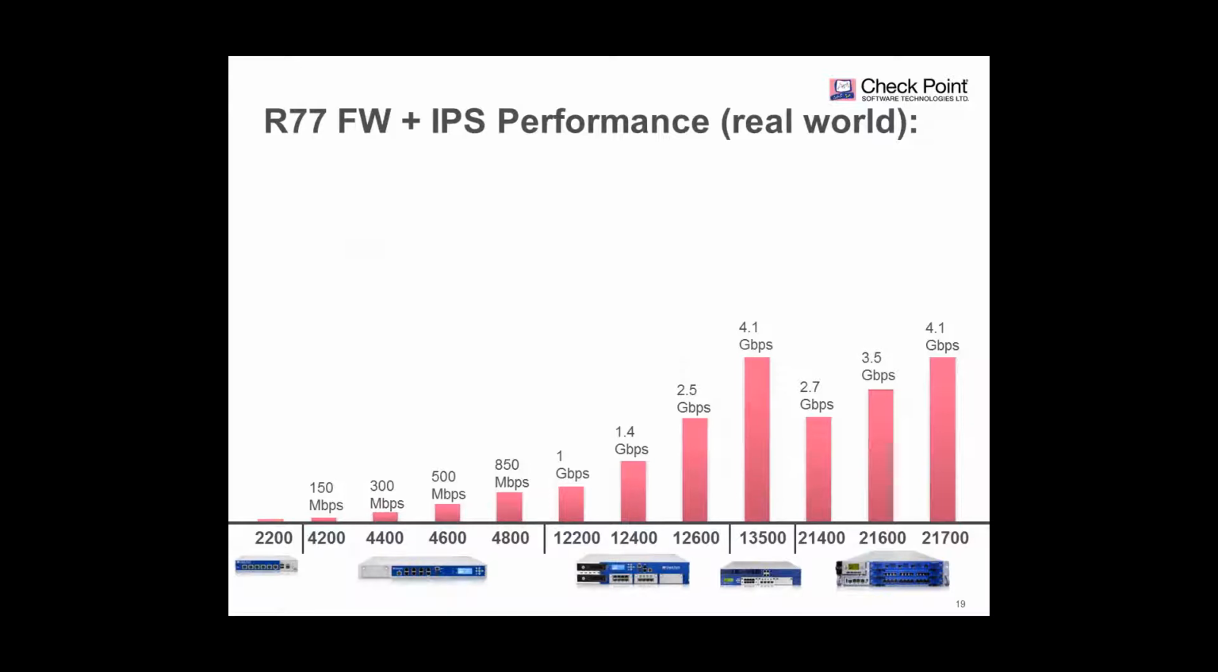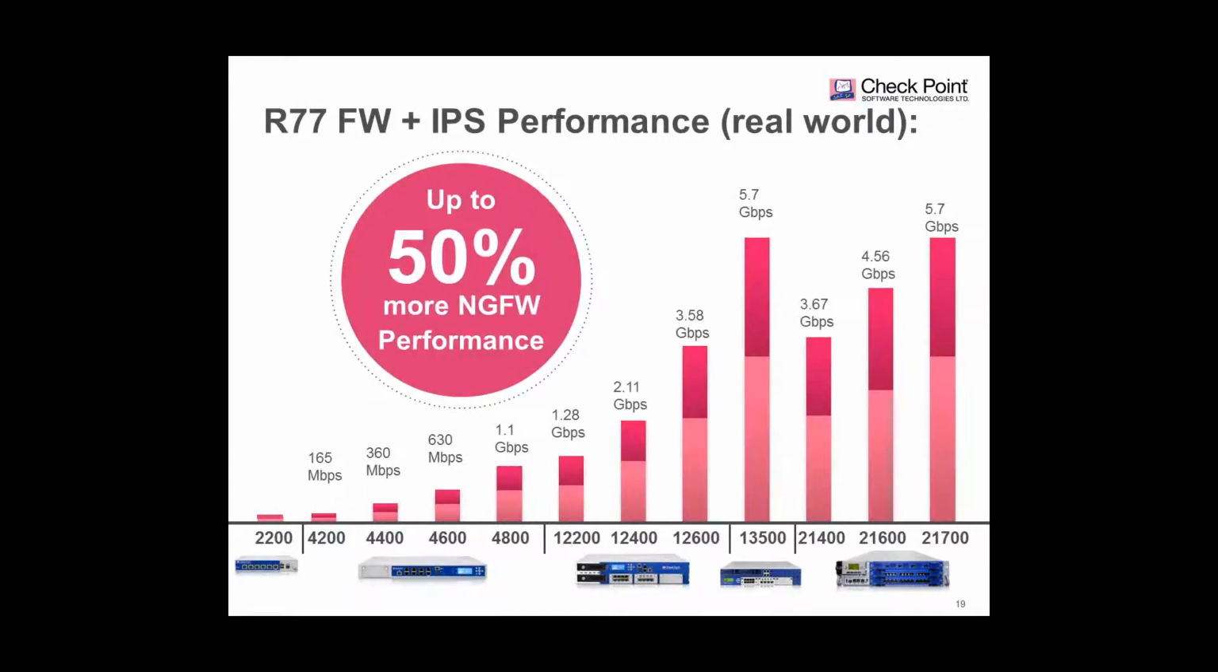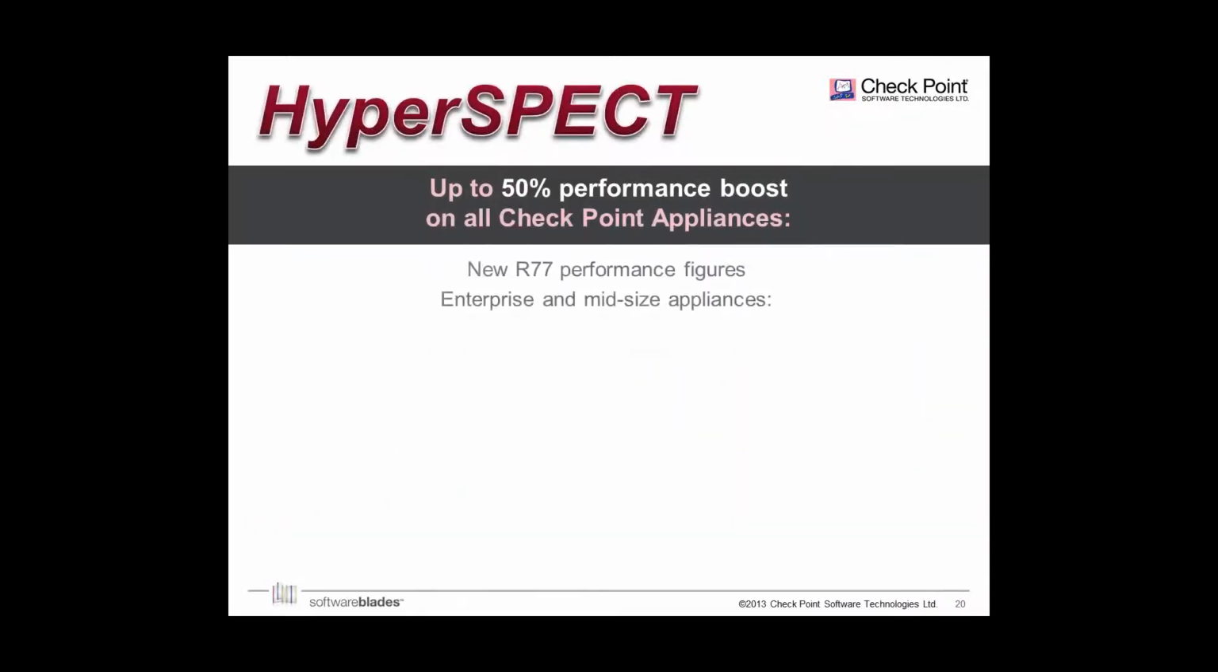What this has meant for the users is in R77, the performance of firewall and IPS, again, this is real world numbers, this is not RFC testing, have all increased. Okay, so there's been a significant increase, up to 50%. Again, the improvement is greater on the 12 cores and above, simply because they can benefit from additional cores. But by upgrading to R77, you get some additional performance.